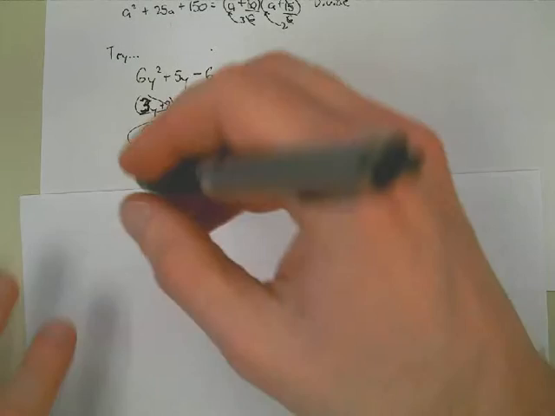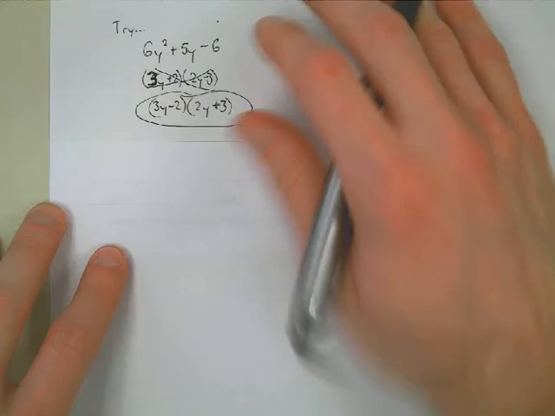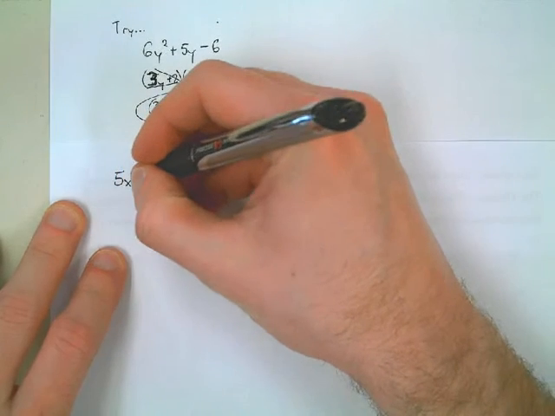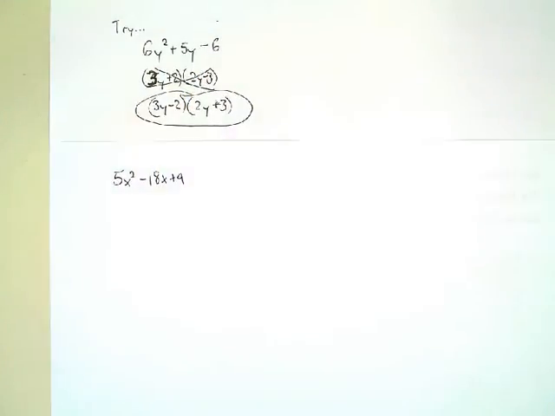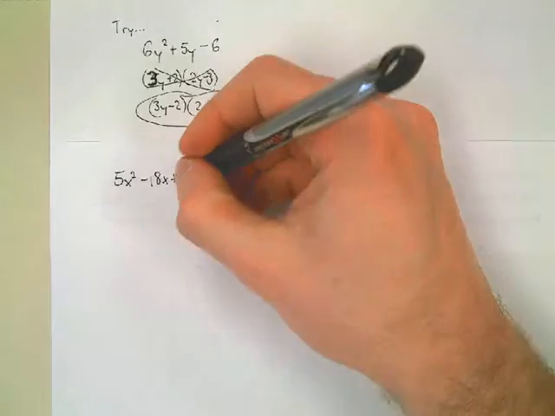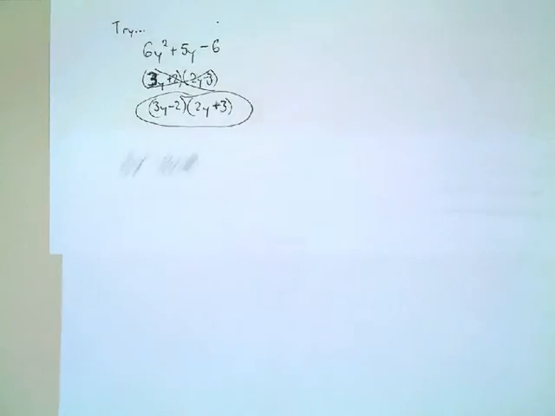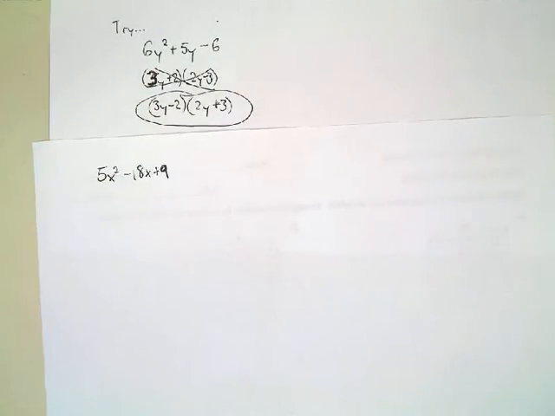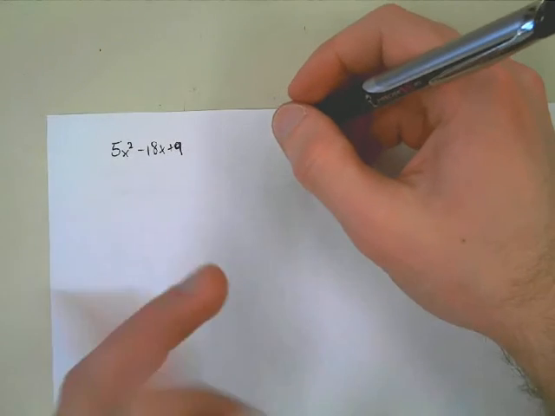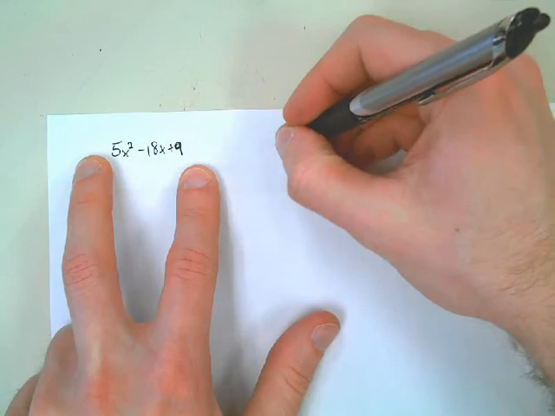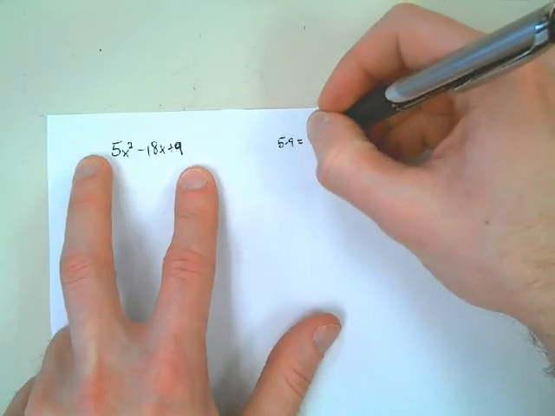All right. This one involves, so again, a problem like this with a not equal to 1. What we're going to do here is start off the same way. We're going to do 5 times 9. So that gives us 45.